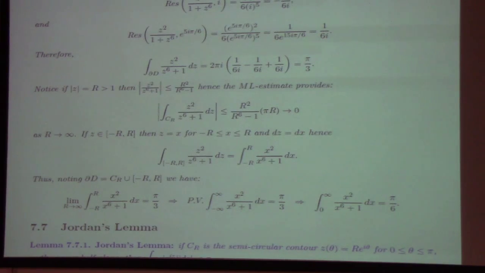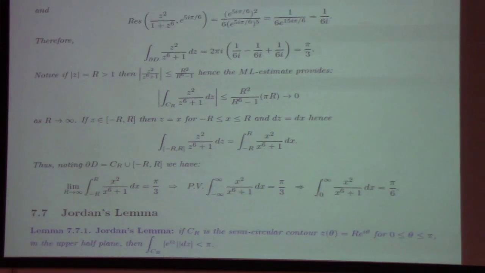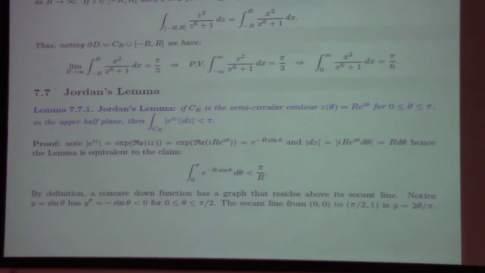Anyway, you calculate those 3 residues and out pops pi over 6. It's kind of fun, and you could spend a half hour going over this example. It's an interesting example. Then Jordan's lemma is the next and the last bit of our story for this semester, at least.